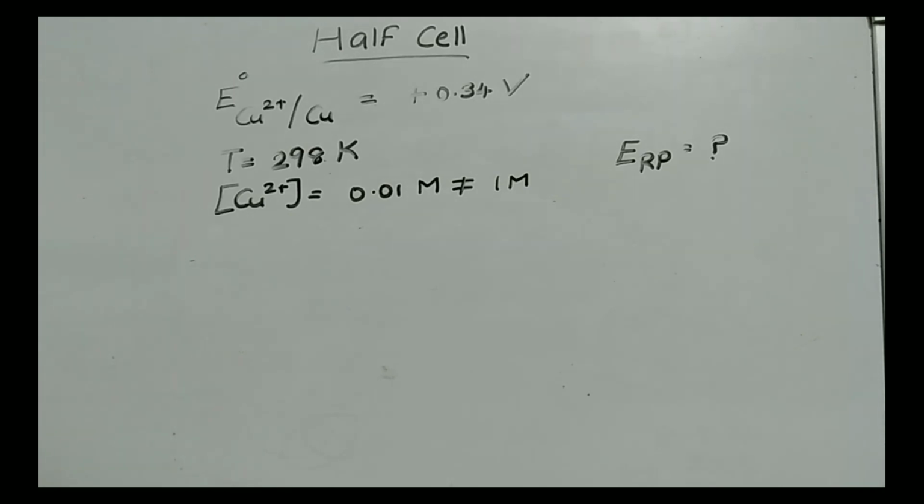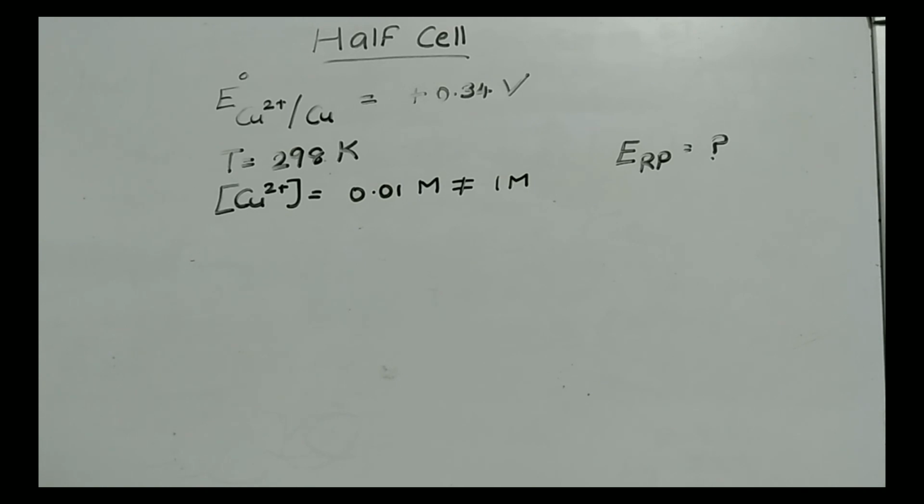Now what is the given data here? E degree Cu2+ to Cu. E degree value means standard condition, which is already given in the electrochemical series, as 0.34 volt for copper. Temperature is given to you as 298 K. But you can see the concentration of copper ions is not equal to 1 molar. It is given as 0.01. So it is a non-standard condition, because all three conditions should be satisfied: temperature, pressure and concentration. So here we will use the Nernst equation.